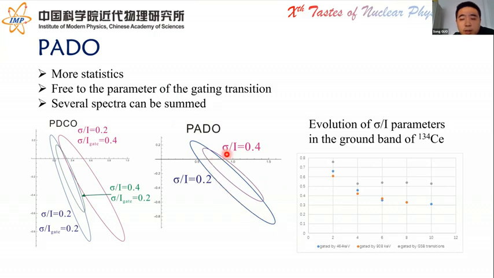This sigma per I is usually regarded as identical for other transitions, but for low spin states, it is not a good assumption. Say, for example, the deduced sigma per I in Cerium 134 varies. You see, at the highest, it can reach about 0.6, very high. So in the low spin region, we must be very careful with this parameter. Third, using the PADO method, several spectra gated by different transitions can be summed up to further increase the statistics. For the details, I plan to write a paper to introduce this method.